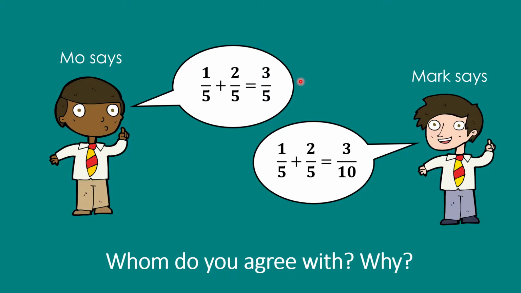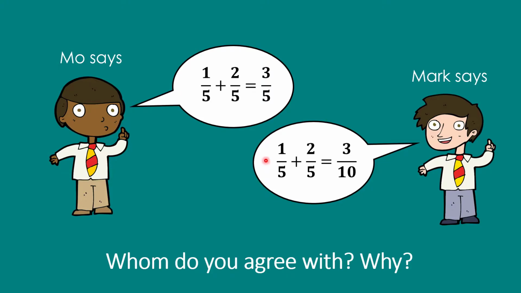So have a look here. Mo says 1/5 plus 2/5 is equal to 3/5. Mark doesn't agree. Mark says 1/5 plus 2/5 is equal to 3/10. So whom do you agree with, Mo or Mark? Who do you think has the right answer and why do you think so? Even if you're not sure, you could have a bit of a guess which answer makes most sense to you, or you could pause the video and go and explore.